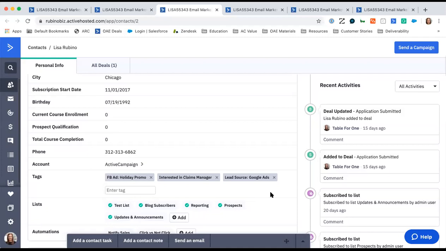Putting labels on this contact so that we can more easily identify them and who they are, maybe where they came from. Did they come from a Facebook ad, for example? Did they attend an event? Did they attend multiple events? Have they viewed your site several times? Or have they been inquiring for information?